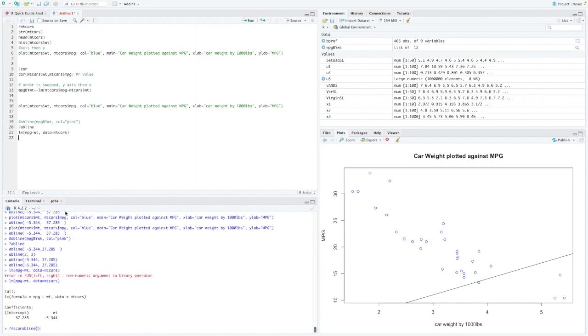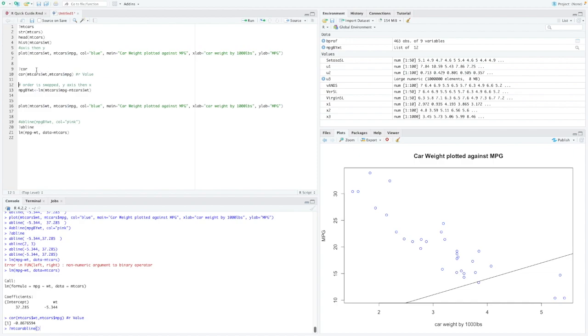Equals mtcars. There you go. And I get the exact same data set. It depends on which way you would like to call it. I wanted to say one more thing about correlation, right? So here I've got correlation. I've got a high correlation.